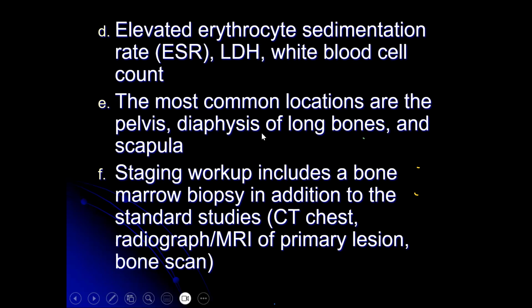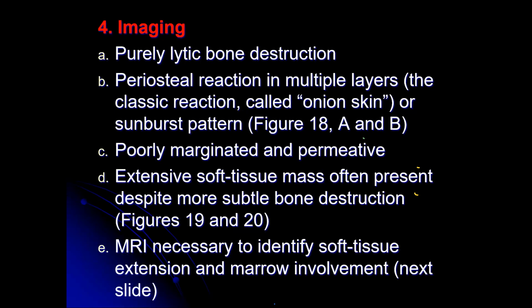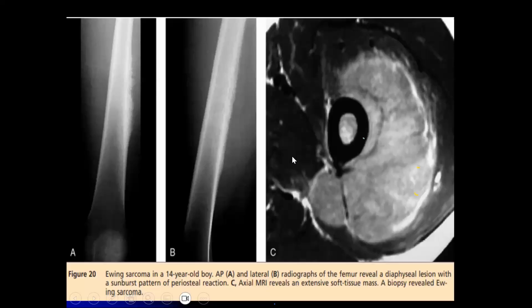The most common locations are the pelvis, the diaphysis of long bones, and the scapula. Staging workup includes a bone marrow biopsy in addition to standard studies. Imaging shows purely lytic bone destruction, periosteal reaction, polymarginated, with a permeated pattern. So you should not forget these lesions. Let me see if there's anything more left for me to discuss.